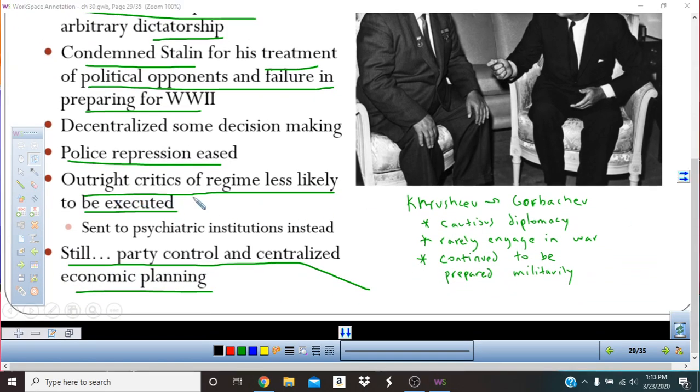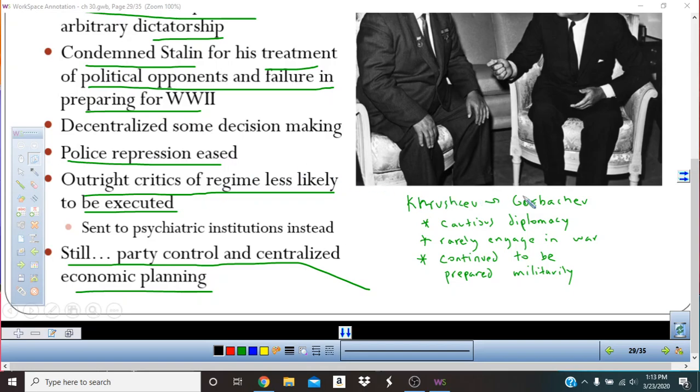Outright critics of the government are less likely to be executed. Instead of being executed, they're going to send you to a mental institution because you must be crazy if you don't like communism. But even though Khrushchev backs down on the hardcore stuff with communism, bottom line is the communists are still fully in control.